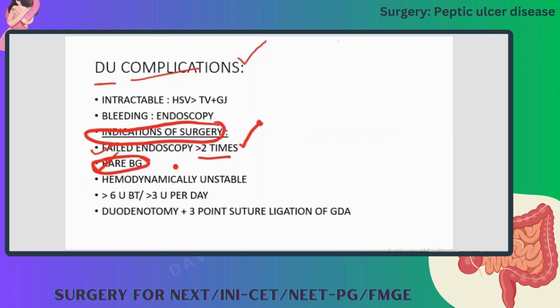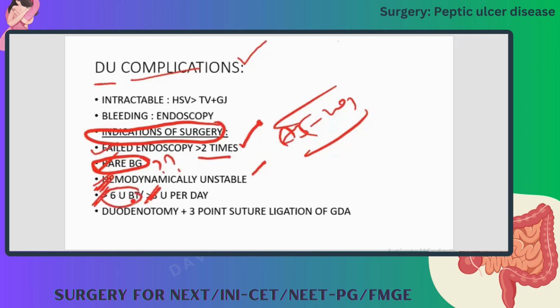Why is it so? Rare blood group, suppose the patient has AB negative blood group. Due to profuse bleeding, if there is bleeding we can't help, right? There is a lack of availability of blood. If the patient is hemodynamically unstable, that is, vitals are unstable, and the patient requires more blood, like 6 units in total or 3 units per day, then this is also an indication for surgery. And what surgery is to be done in a bleeding ulcer? You should tell me what surgery is to be done.